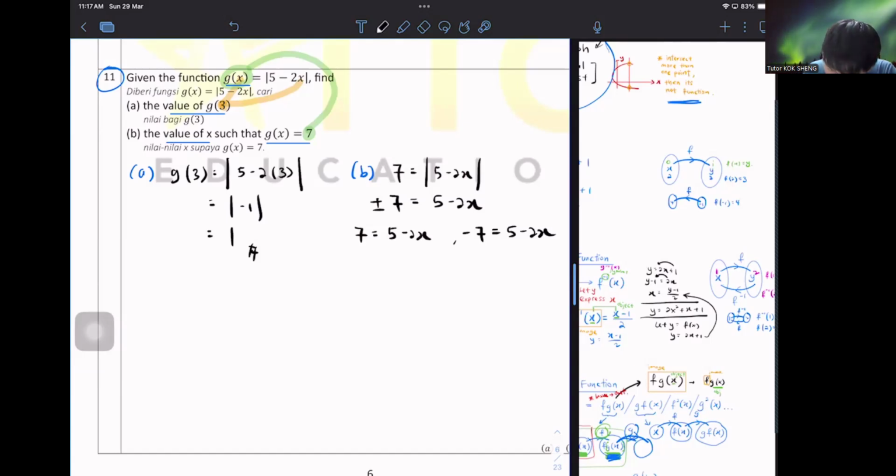5 bring over first. 7 minus 5, you got 2. Followed by the negative 2 bring over, divide. 2 divide negative 2, negative 1. Next, 5 bring over. Negative 7 minus 5 is negative 12. Followed by negative 2 bring over, divide. Negative 12 divide negative 2 is 6. So negative 1 and 6. Siap.